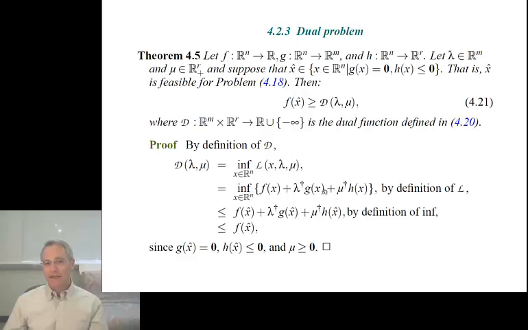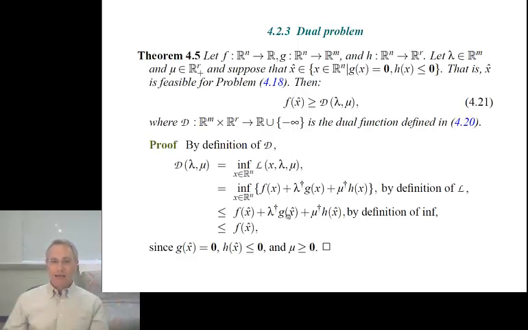And what we obtain is that the inf over all x of f(x) plus lambda transpose g(x) plus mu transpose h(x) is less than or equal to f of x hat plus lambda transpose g of x hat plus mu transpose h of x hat. That's just by definition of the inf. Remember, the inf is the greatest lower bound on the objective. And if we plug in any particular value, then the inf has to be no greater than that particular value.